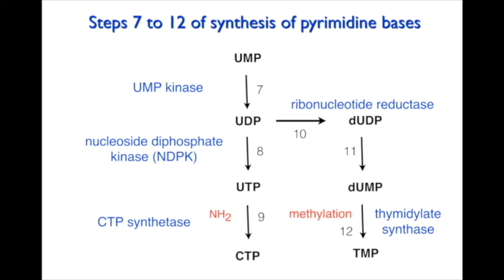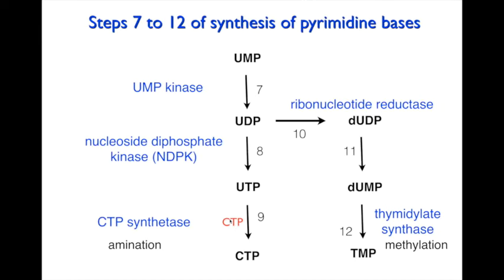So we skip now from step 2 all the way to step 7. This is step 7 here, where we formed UMP, and UMP kinase, remember these are specific kinases, will phosphorylate UMP to UDP, and then UDP is converted to UTP by nucleoside diphosphate kinase, NDPK, and UTP is converted to CTP by CTP synthetase, and here we have the addition of this NH2, we have this amination.